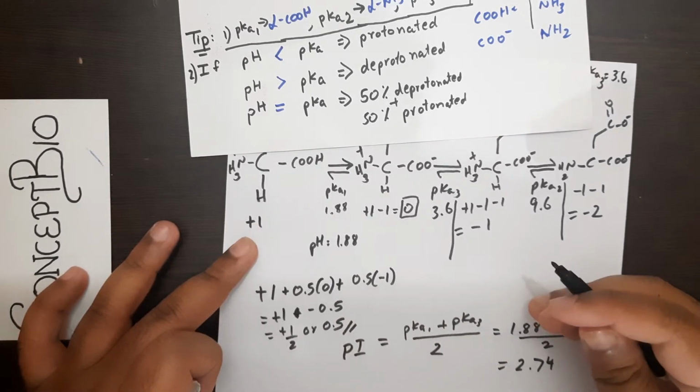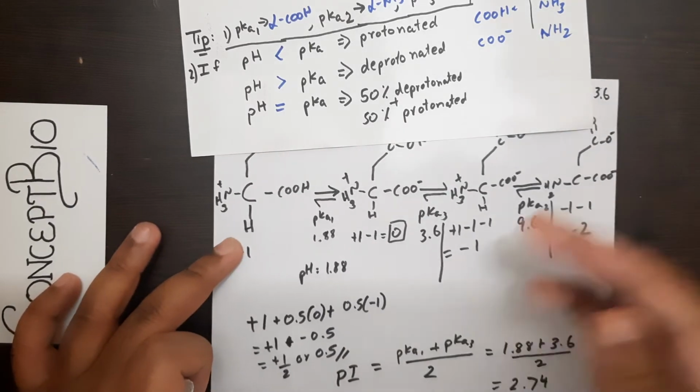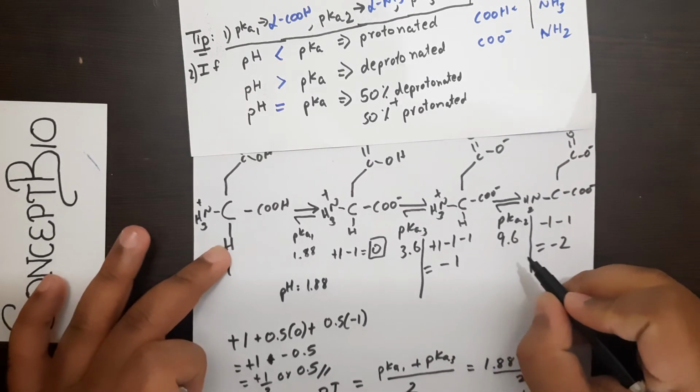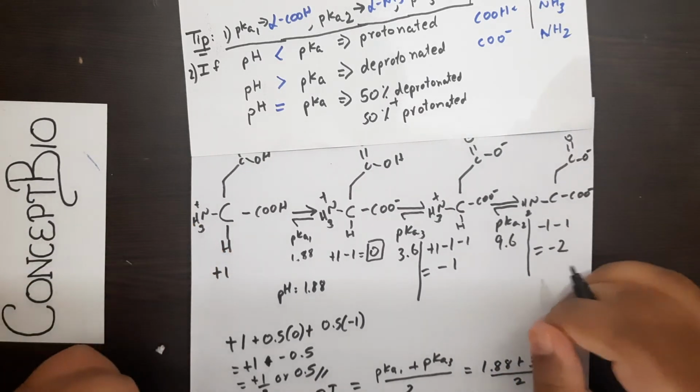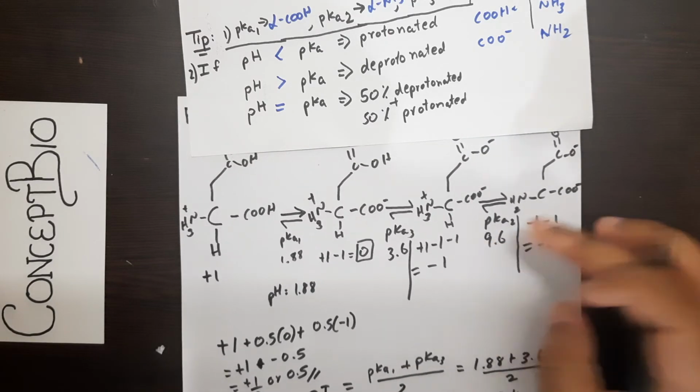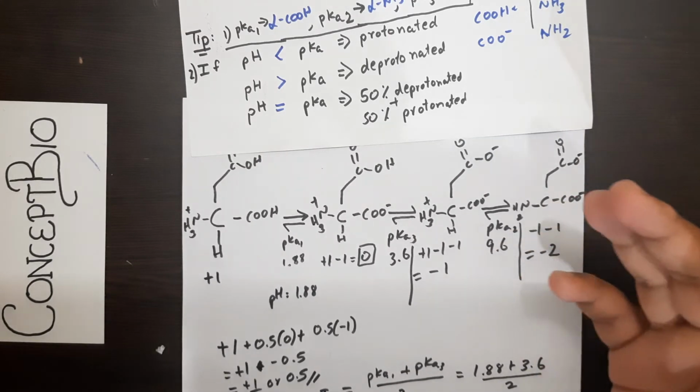Understood? I hope it's simple for everyone. That's simply how you do it. Suppose I'll give you another example. If I brought it all the way up, that's how you can do it. Similarly, you can do it. If you bring it up all the way to pKa2, how would it look?